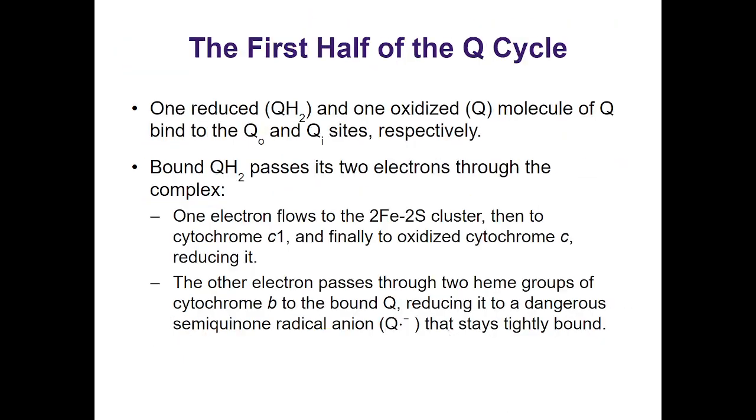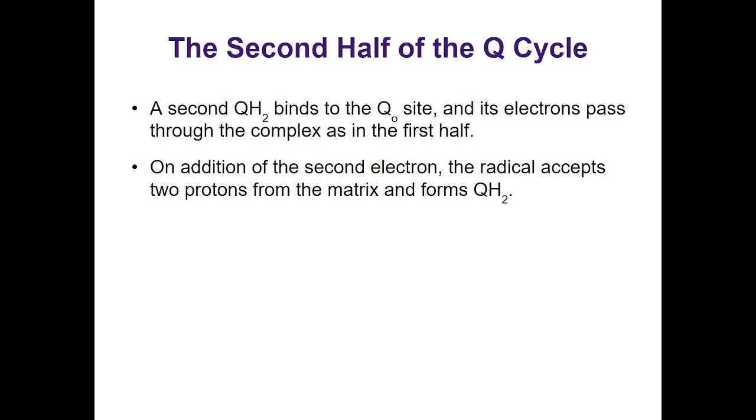Okay, I think I left off here. So the second QH2 is going to bind to your QO site. It's going to have its electrons pass through the complex, as in the first half, with the addition of the second electron on it.